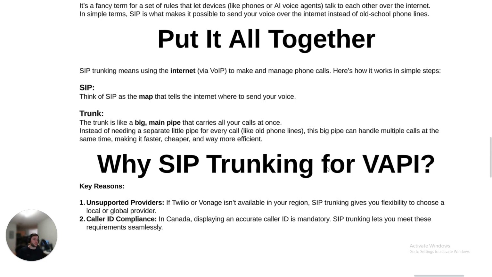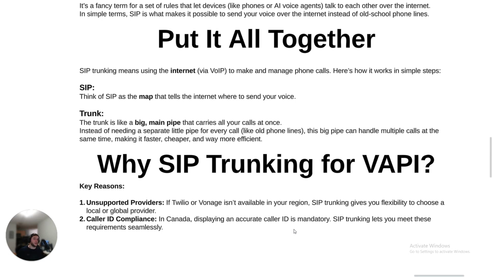So now, why SIP trunking for Vapi in the first place? Well, I mentioned it a bit in this video, but the 2 key reasons that I've seen are unsupported providers. There's a guy in my community right now who is in Turkey, and Twilio and Vonage are not available in Turkey. And as a result, he had to set up inbound SIP trunking. That way he could connect it to his local provider and take that local provider and connect it to Vapi.